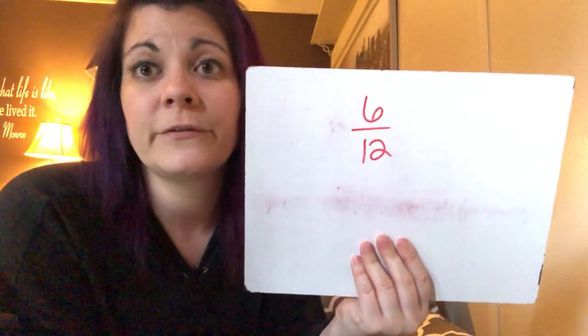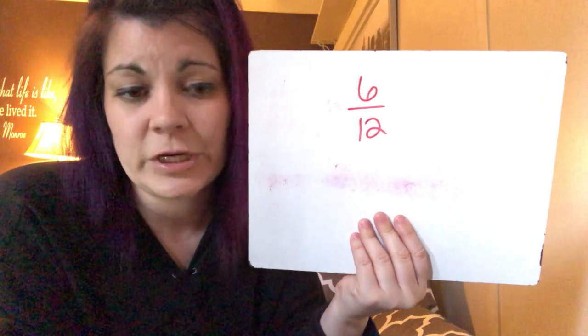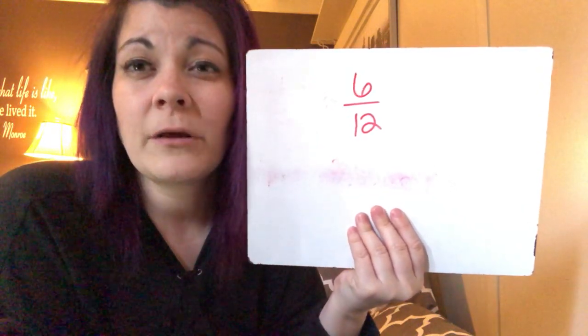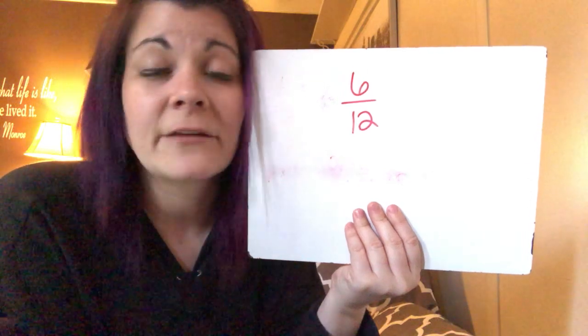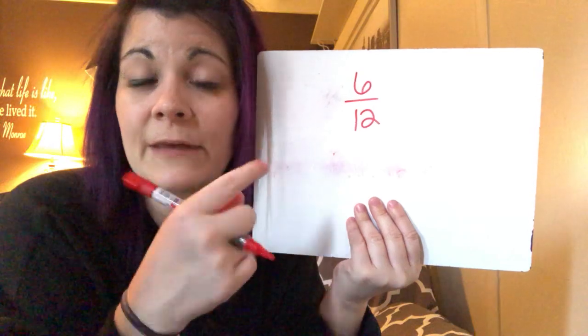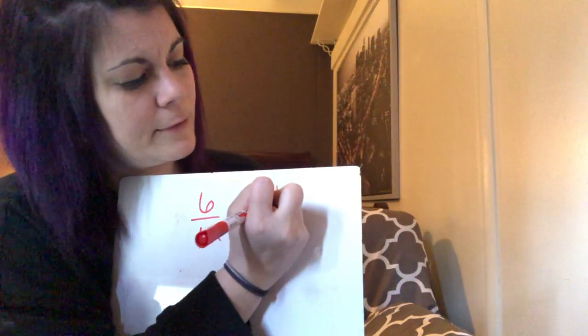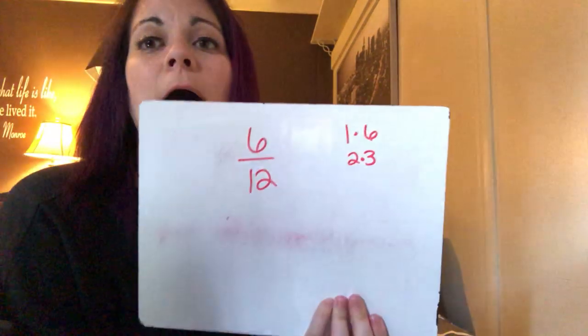Let's take 6/12. So here, again, you're going to have to really understand your multiplication, okay? Because you need to know the factors of 6 and you need to know the factors of 12. So factors are numbers that you multiply together that give you that number. So some factors of 6 are 1 and 6, because 1 times 6 is 6, and 2 and 3, and I think those are all the factors of 6. 1 times 6 is 6, and 2 times 3 is 6 as well.